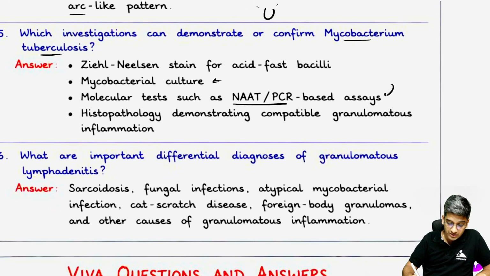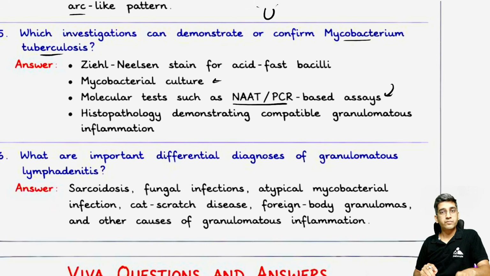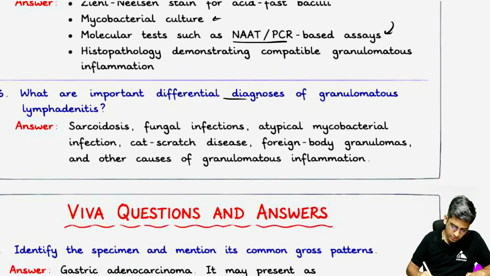The advantage of TB-NAT is you add on to it. Along with the diagnosis, TB-NAT will also say whether this bacteria has resistance to rifampicin, isoniazid or not, so that I'll be able to plan the treatment protocol as well, right? Perfect, right? Next, differential diagnosis of granulomatous conditions.